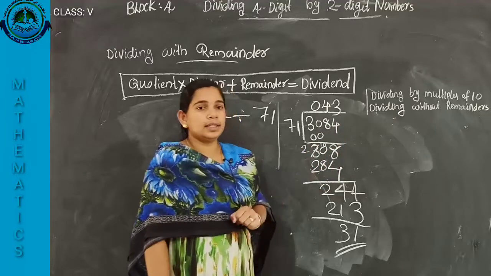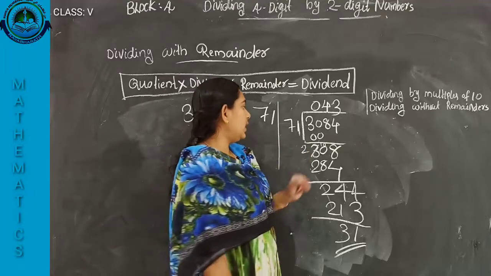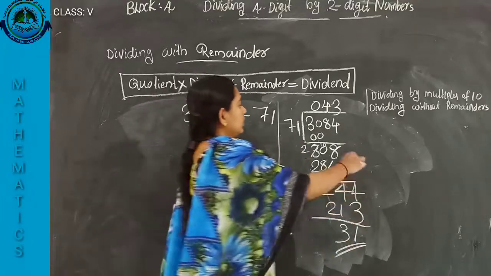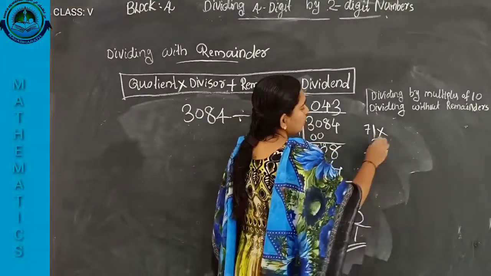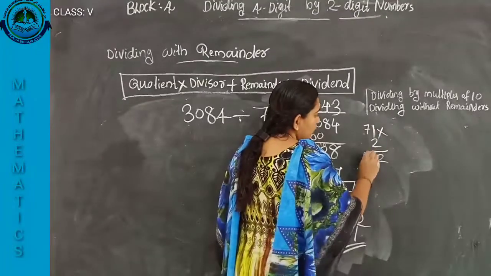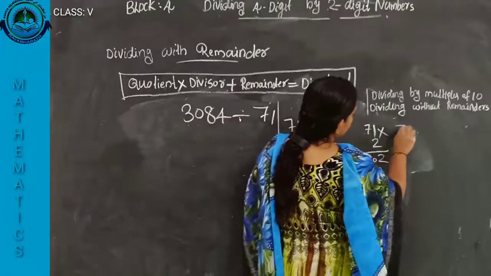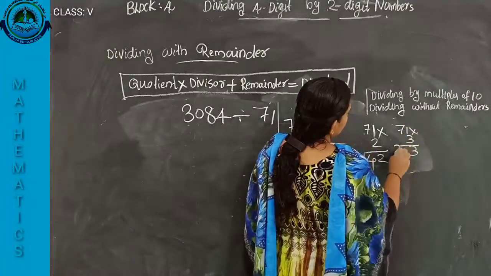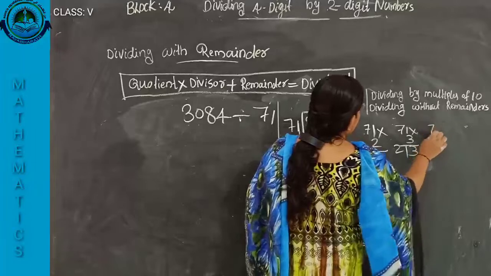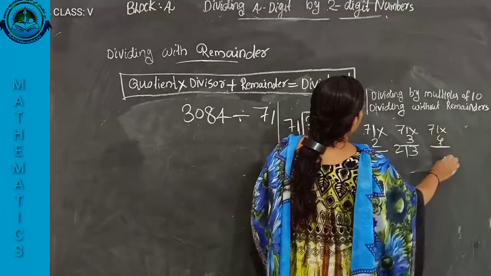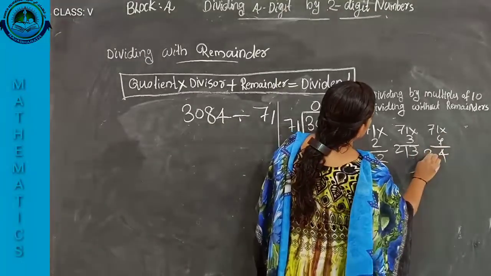The next number 8. In 308, we'll check it. How many 71s are there? 71 into 2, 142 only. So next number 71 into 3, 213. We needed 308. So 71 into 4. 4 into 1, 4. 7 into 4, 28.